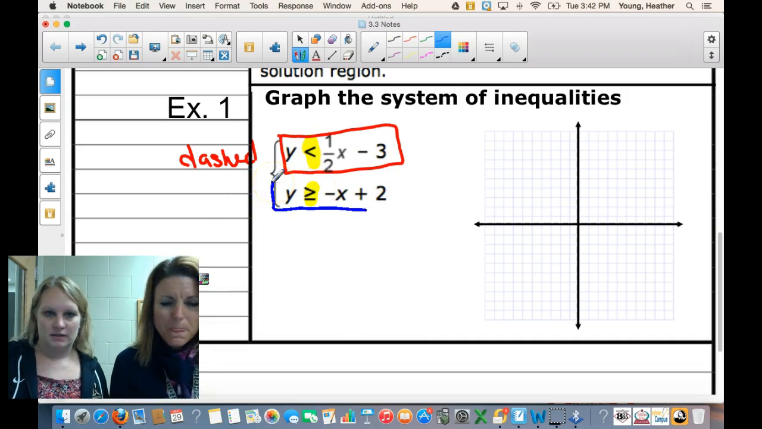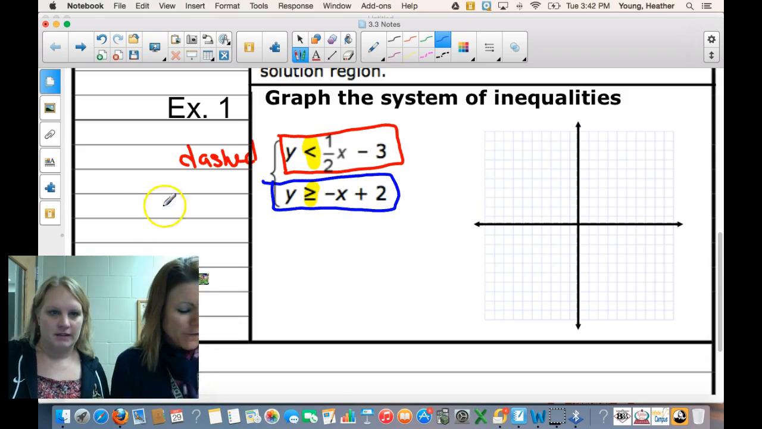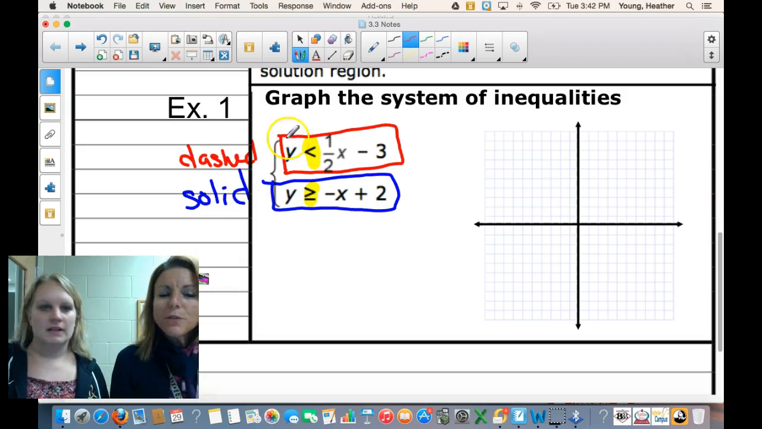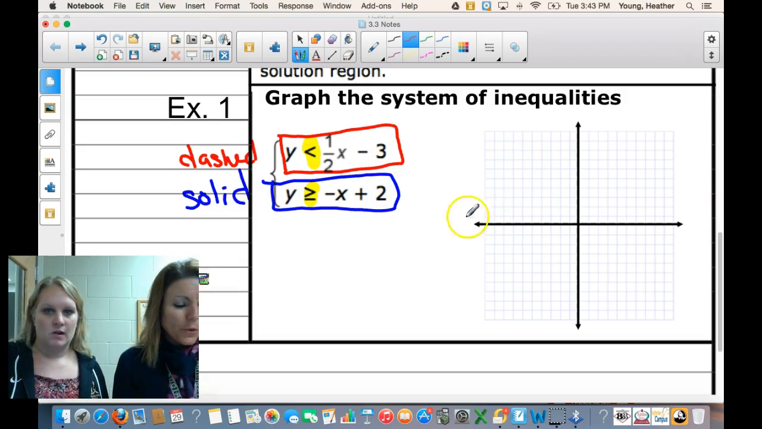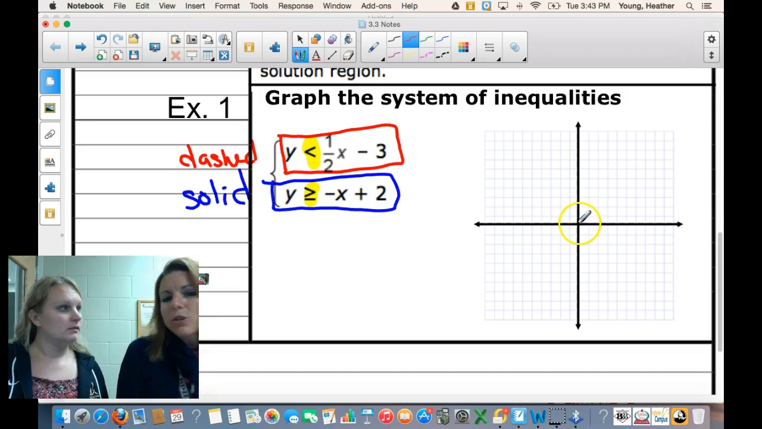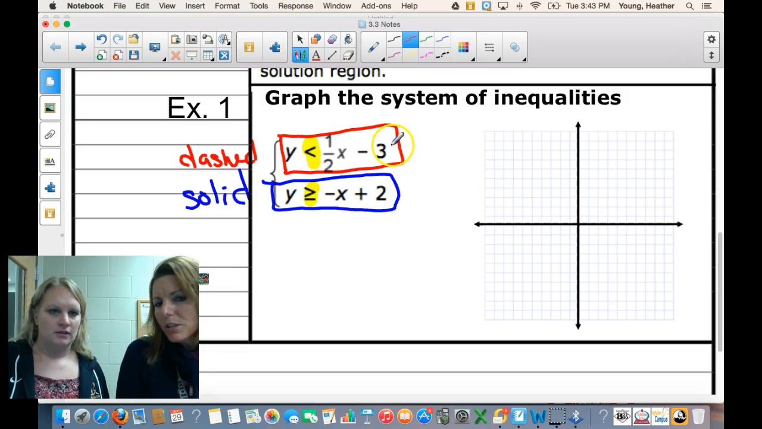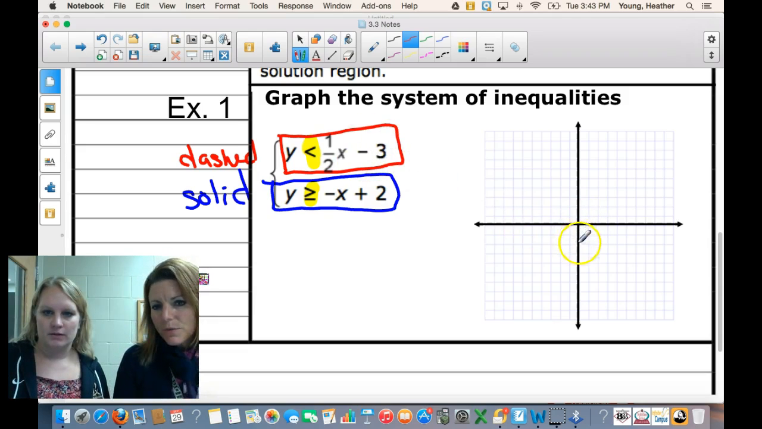I'm going to kind of color code so you can see. So should we graph the first one? And really the way we're going to graph this is we're not going to do a table of points. We're going to look at the y-intercept, slope-intercept form. So the y-intercept's at -3. Go down 1, 2, 3. And then our slope is up 1 over 2. So up 1 over 2, up 1 over 2, and up 1 over 2. Are we good? And it's a dashed line.